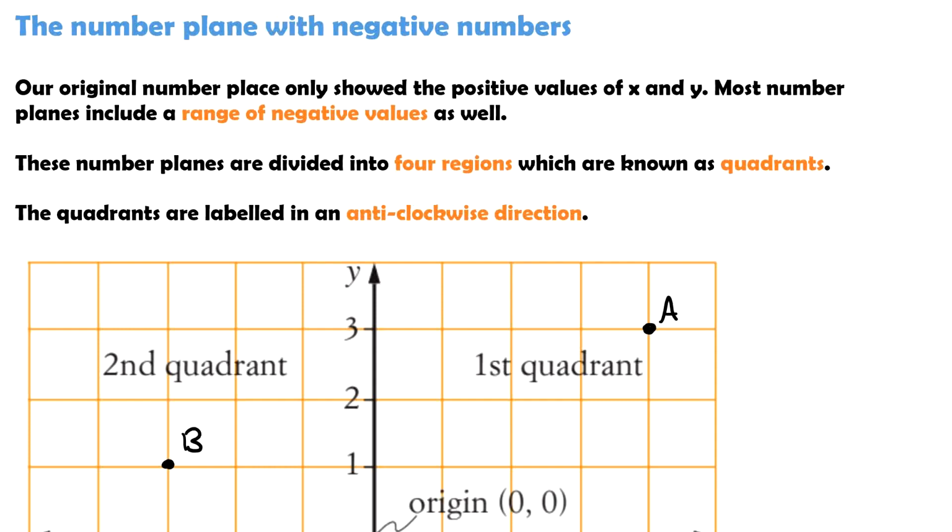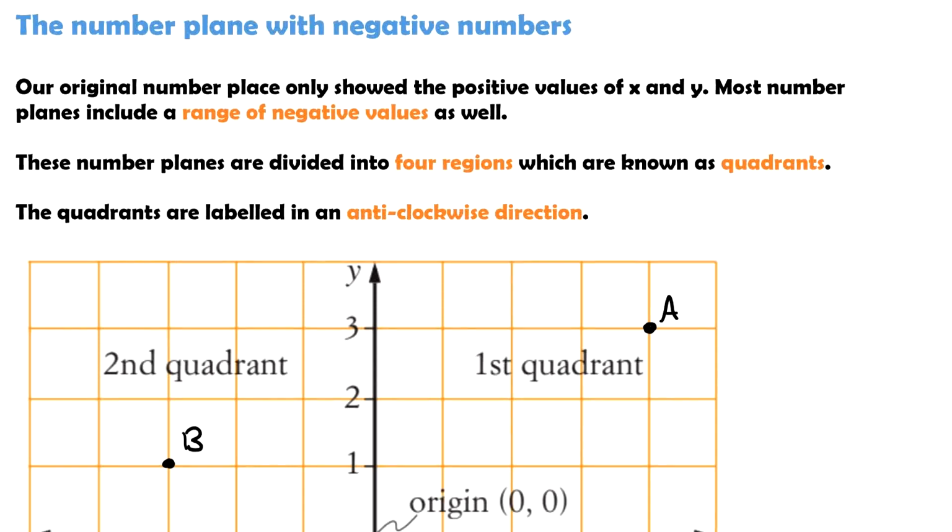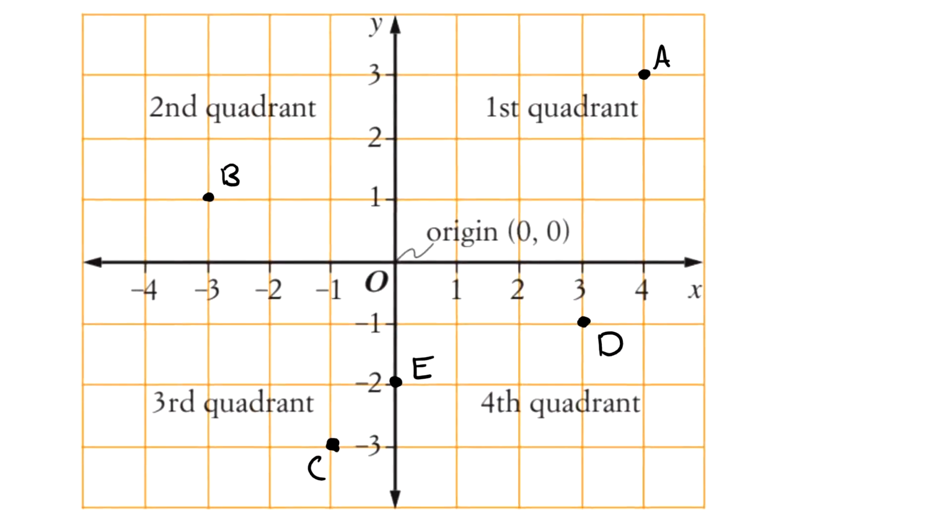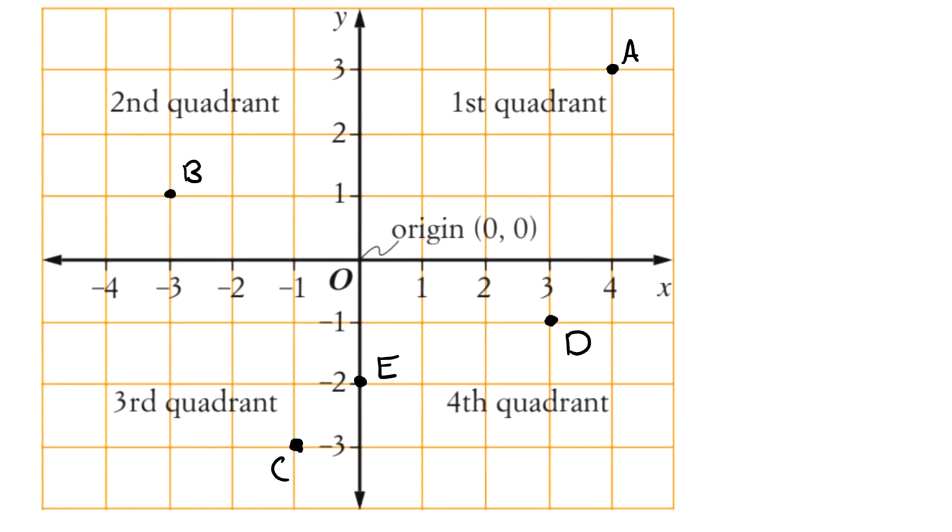These quadrants are labeled in an anti-clockwise direction. So what do I mean by that? As you can see up here, we have quadrant 1. And then if I go in an anti-clockwise direction, we have our second quadrant, and then we go down to our third quadrant, and then finally across we get our fourth quadrant. So that goes in an anti-clockwise direction. Alright, so quadrant 1, 2, 3, and 4.